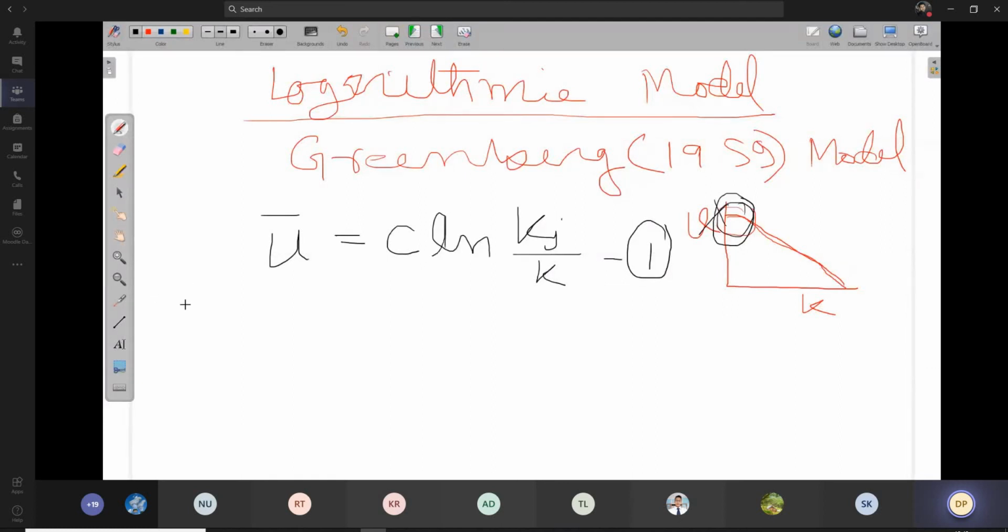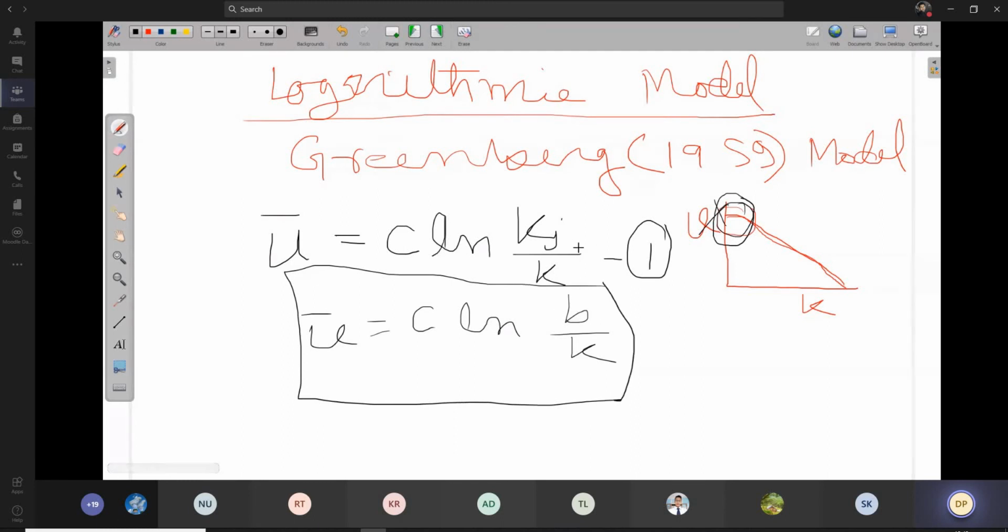In place of kj, we can also write another term as b, and we can calculate what the b value will be. The original equation is basically like that: u equals c ln b by k. If you simplify this equation, we can get the value of b, and this b value comes out to be kj, applying the boundary conditions. Let us see how we can apply the boundary condition. Either I can use this equation or that equation; any one equation can be used to find the values of the constants.